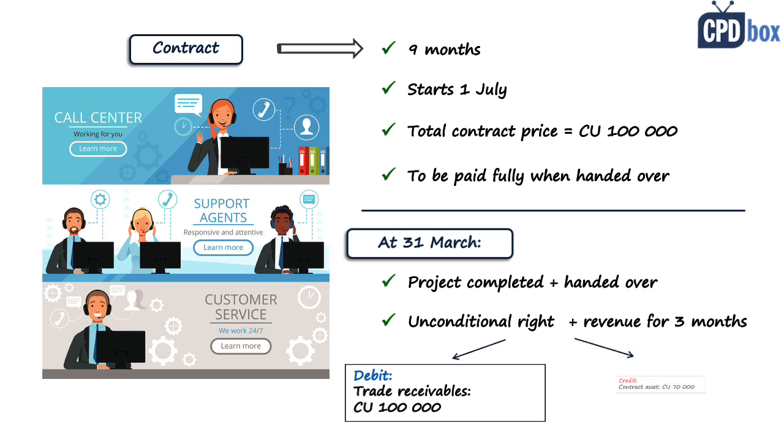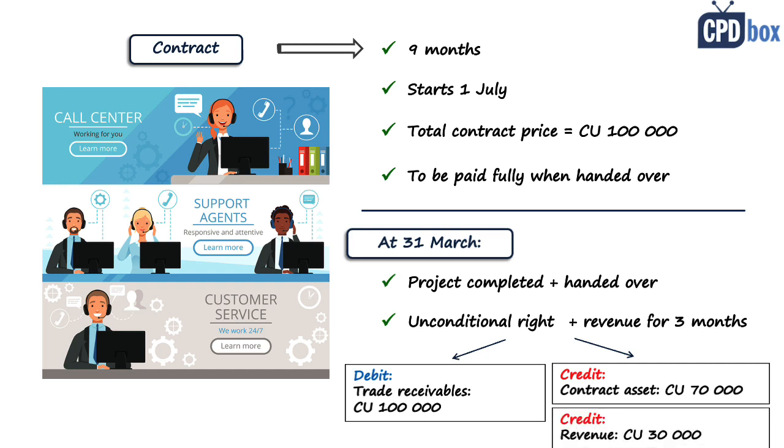And then you credit contract asset with 70,000, because your conditional right created last year turned into a trade receivable, or the unconditional right. And you also credit revenues with 30,000 because you need to recognize the revenues for the last 3 months based on the progress towards completion.